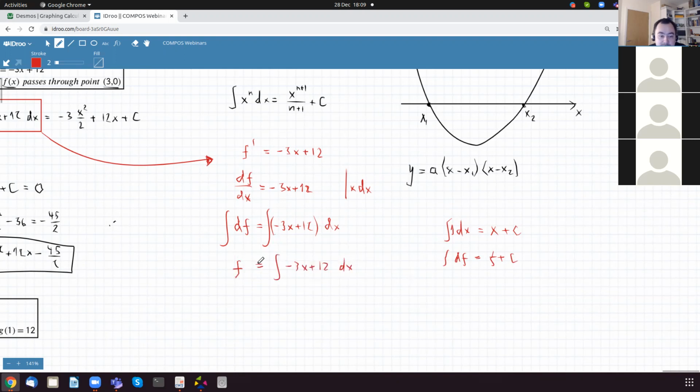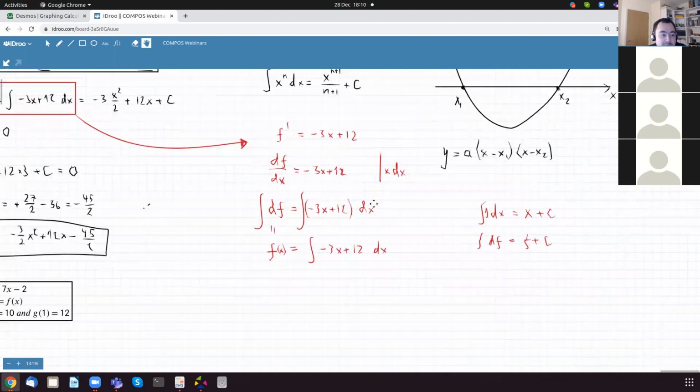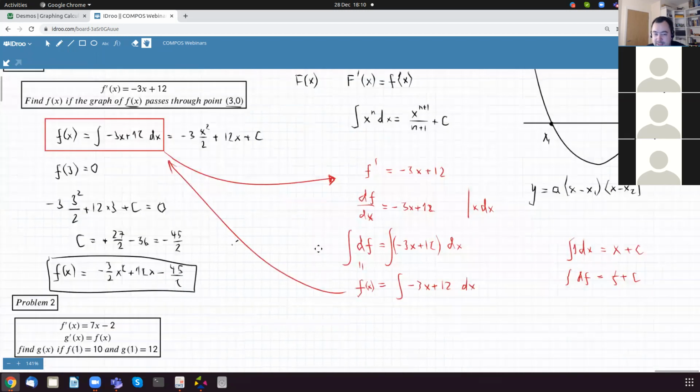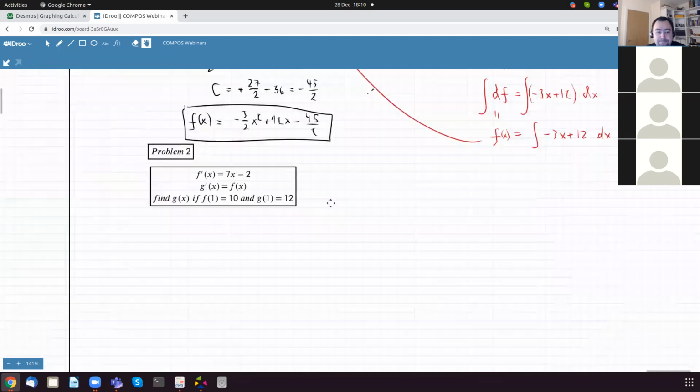So this integral is equal to f, or just f of x, simply speaking, and that is why I am able to write this. I think I should put the arrow the other way. All right, I hope that makes sense. Anyways, moving on.